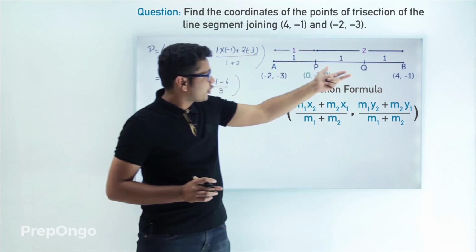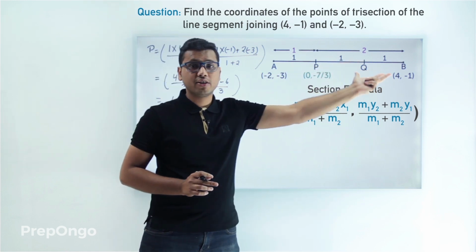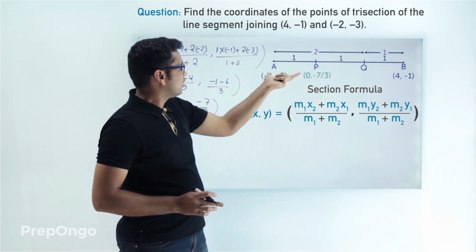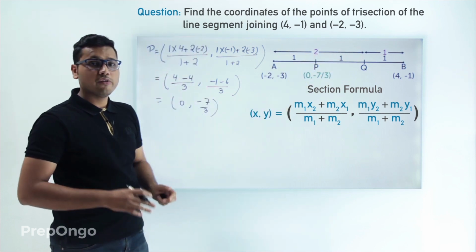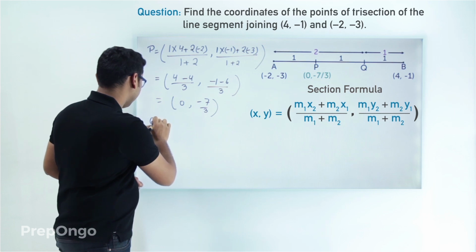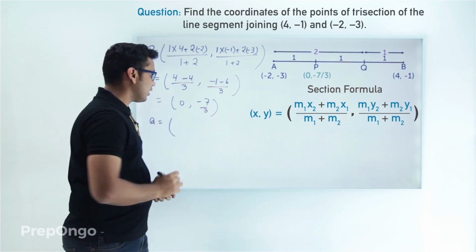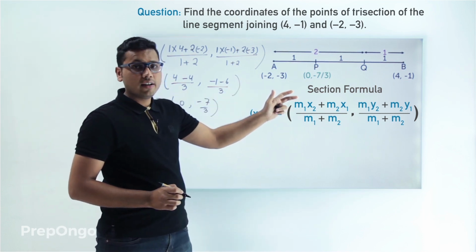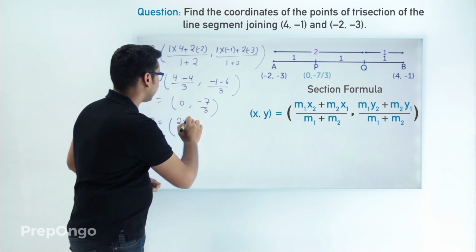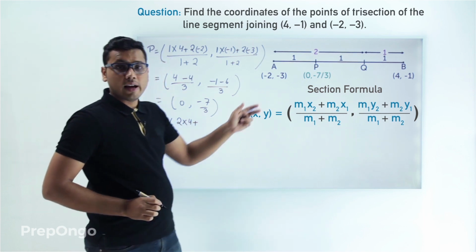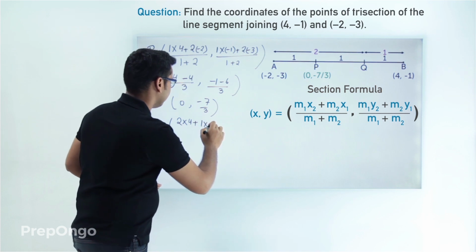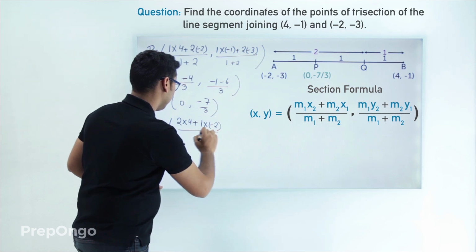Now to find out the coordinates of Q, we have to get the ratio AQ and QB. So we have to remove these ratios 1 and 2 and get the ratio AQ to QB. So this is 2 and that is 1. Now we can again apply the section formula and get the coordinates of Q as well. So the coordinates of Q will be equal to, this is again m1x2 plus m2x1. M1 has changed now. This is 2 and x2 is 4, plus m2 has also changed to 1 now, and x1 is the same, it is -2, whole upon 2 plus 1.